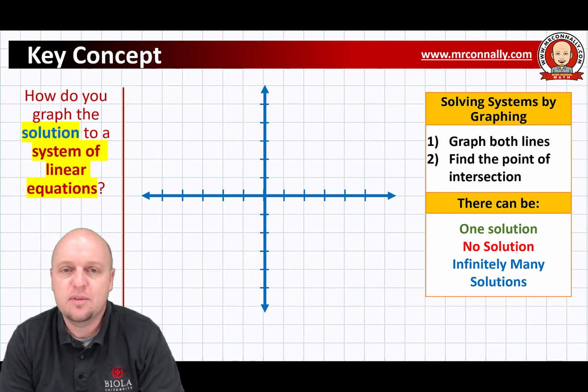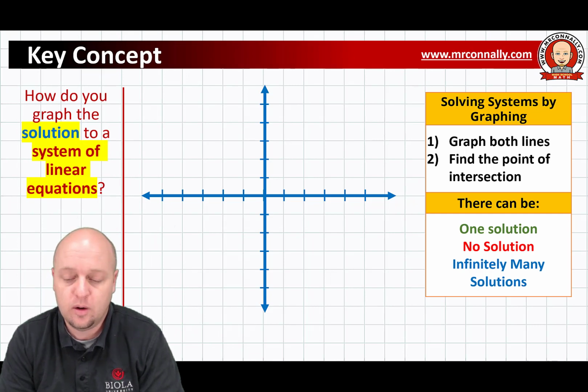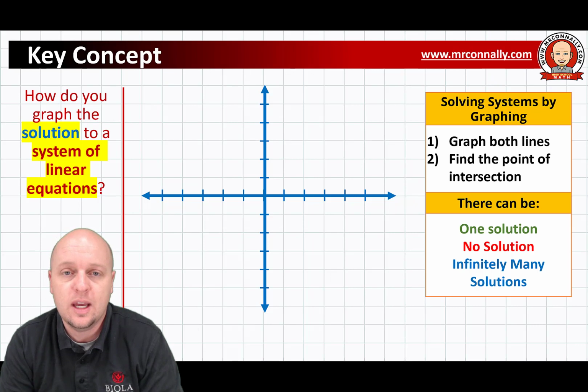All right, our key concept for today: how do you graph a solution to a system of linear equations? First we want to graph both lines, and then we're looking for the point of intersection. That's going to be our point where both the x and the y value make both equations true.